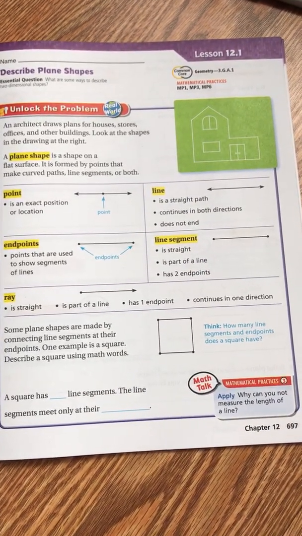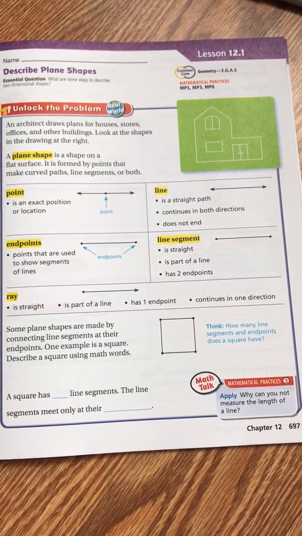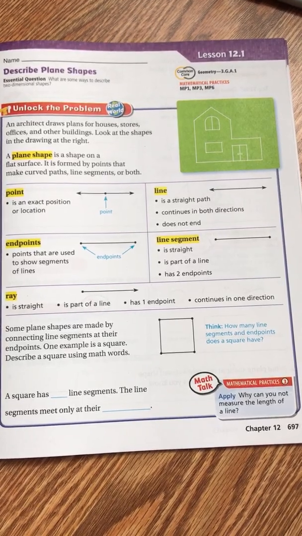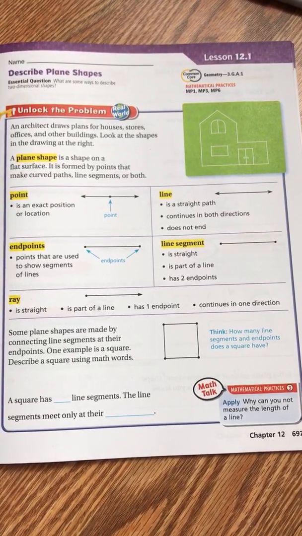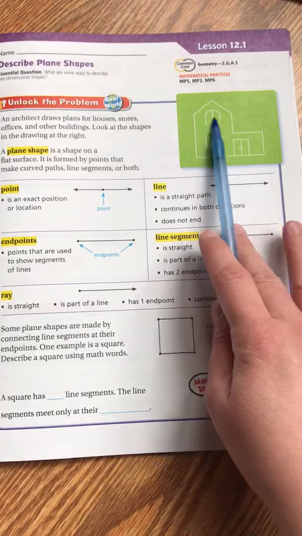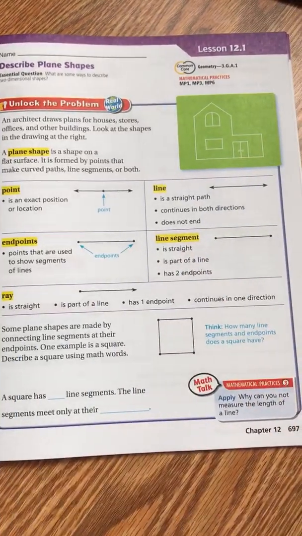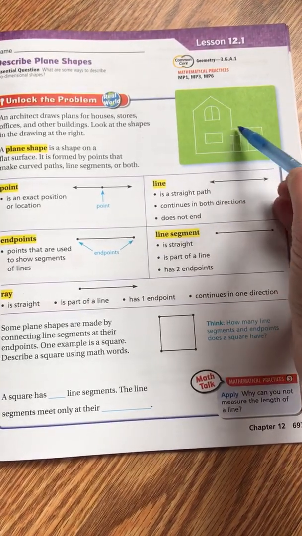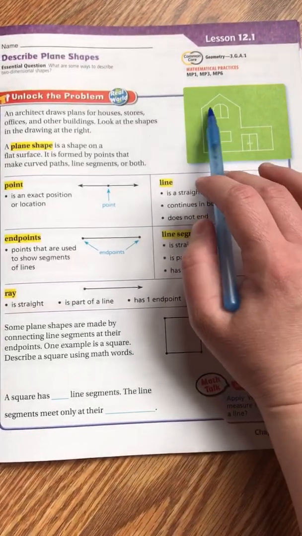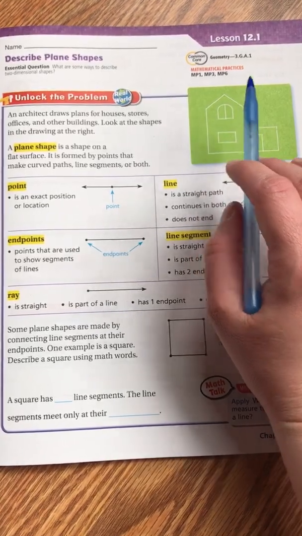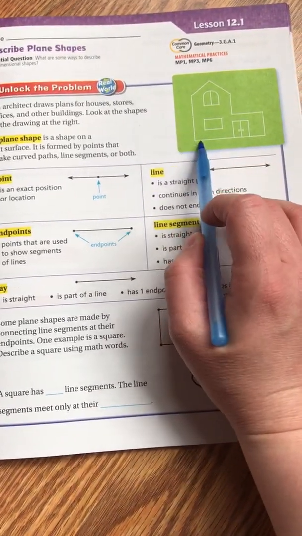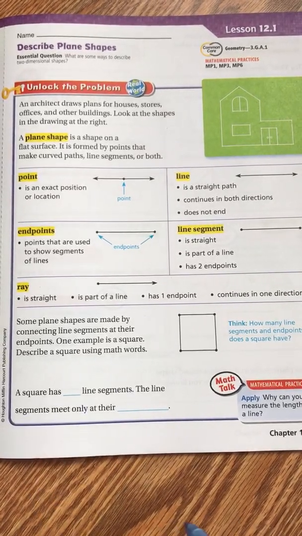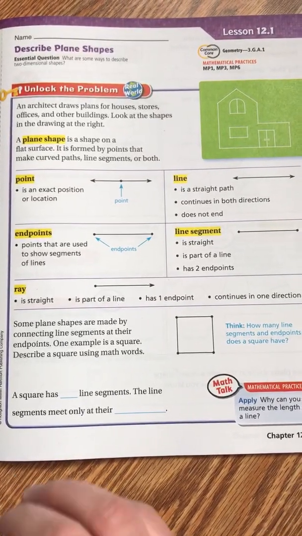So it says a plane shape is a shape on a flat surface. It is formed by points that make curved paths, line segments, or both. So right now this is just kind of a plane shape here. It's on a flat surface. It is formed by points. You can see there's different points throughout here. This has like a curved surface here. These are line segments, okay? So we're going to take a look at all these words that we just kind of talked about here.